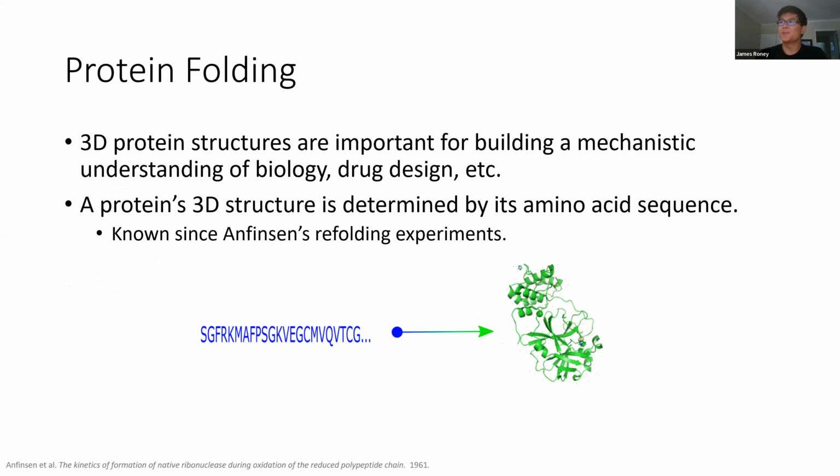Protein folding. So 3D protein structures are really important for building a mechanistic understanding of biology, for designing drugs, and just for really understanding how biology works at a molecular scale. And so a protein's 3D structure is determined by its amino acid sequence. We've known that since Anfinsen's experiments, where basically you can take a protein and denature it so that it loses its fold, and then when allowed to, it can just refold into its native structure. So basically, all of the information needed to determine this complex 3D structure is contained in just the linear primary sequence of amino acids.